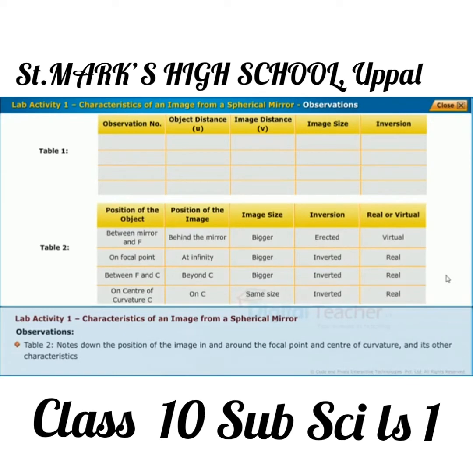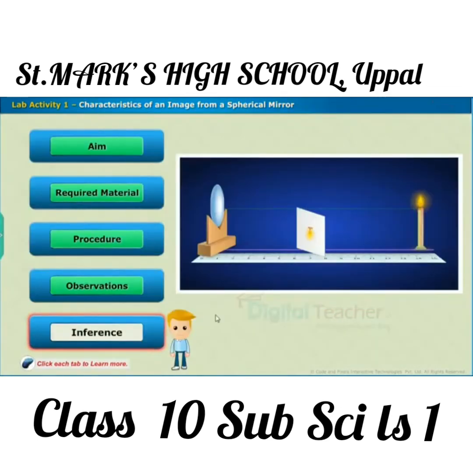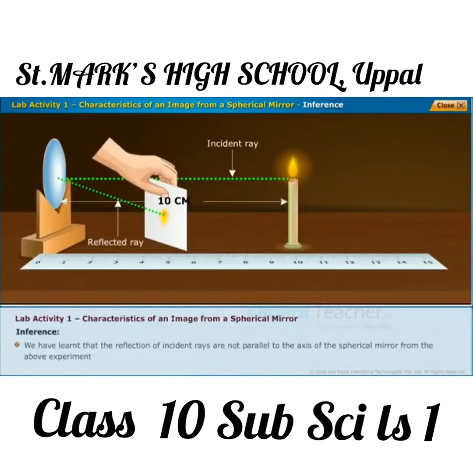Table 2 notes down the position of the image in and around the focal point and center of curvature, and its other characteristics. From this activity, we have learned that the reflection of incident rays not parallel to the axis of the spherical mirror behaves differently from the above experiment. Let us find the characteristics of images formed from a spherical mirror with non-parallel incident rays using ray diagrams. Now, let us learn about the ray diagrams in detail.